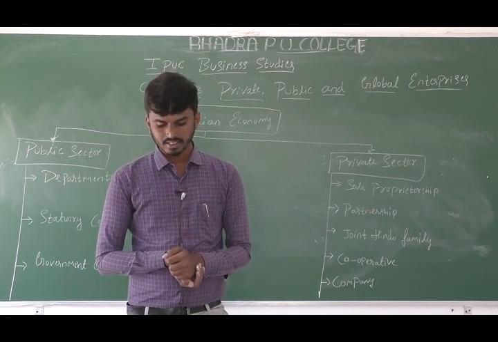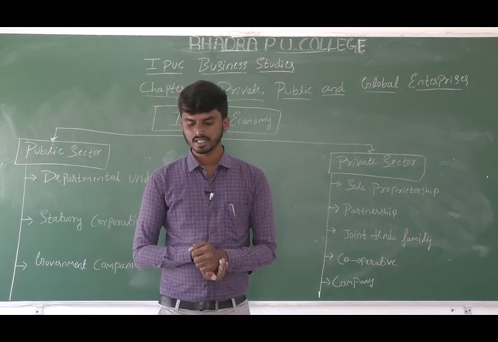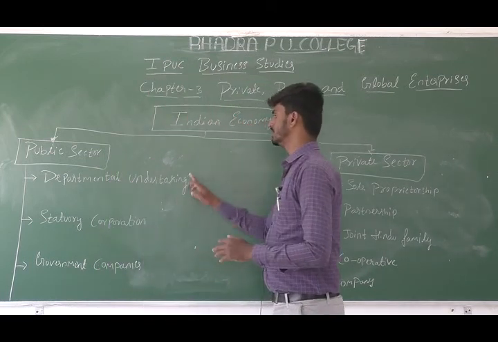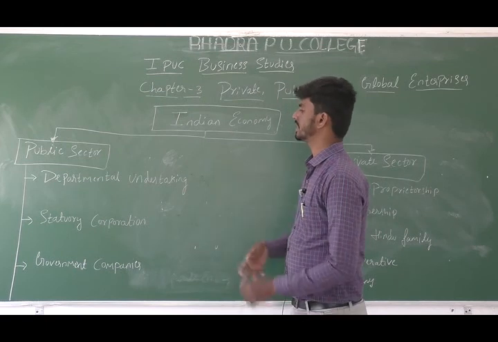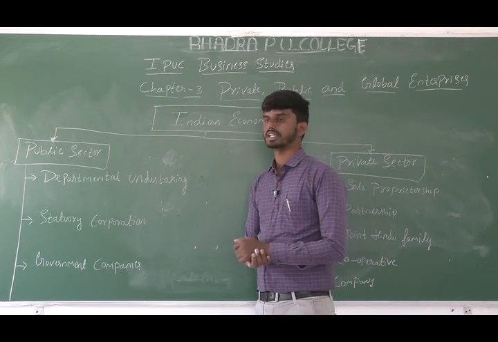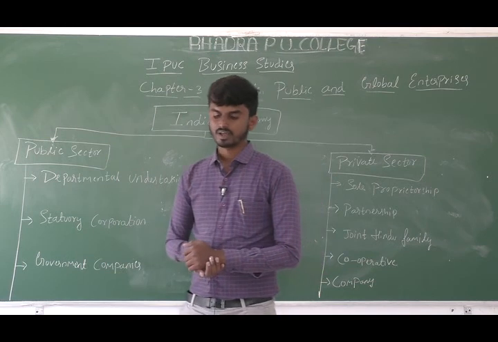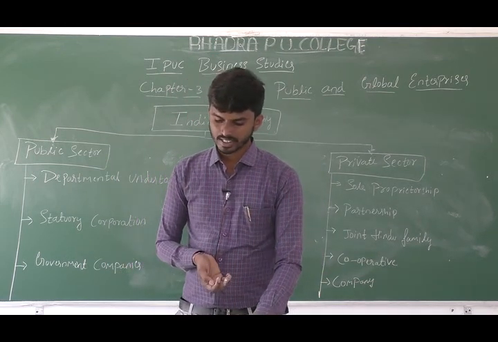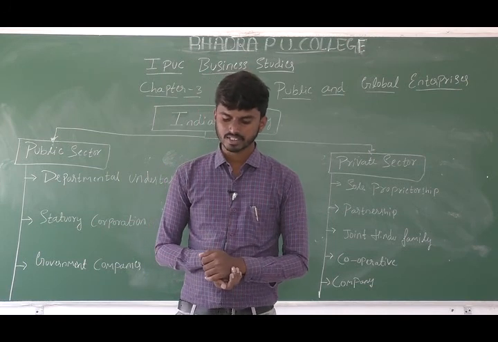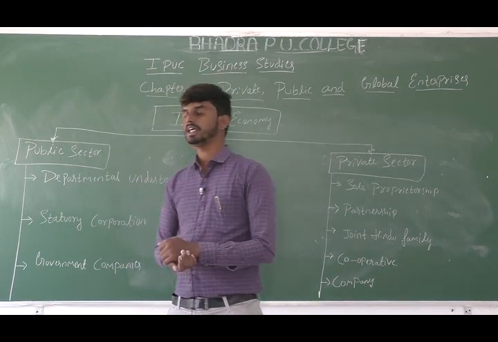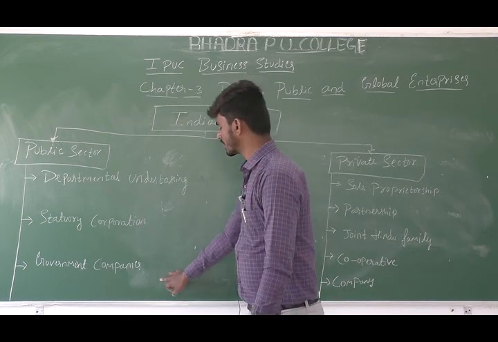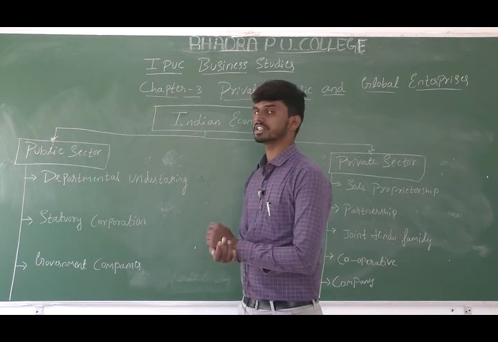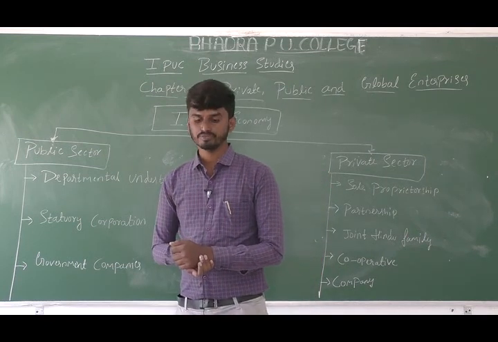So a departmental undertaking is the old type of state enterprise, whereas the public corporation is the modern type of state enterprise. So if we compare, departmental undertaking is the oldest form of organization compared to the statutory corporation. And also a departmental undertaking is not created by any act, whereas public corporation is created by the special act of the parliament. So departmental undertaking and government company are not created under any special act, but a statutory corporation is created under the special act of parliament.